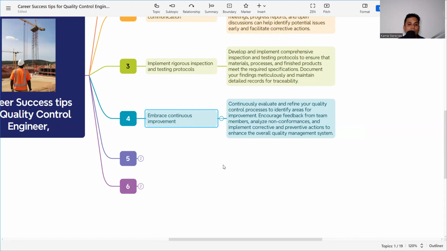Otherwise, without continuous improvement, the same things will happen. And with the same things, you will get the same result. You will not get more results, because you are repeating the same things, so the result will also come the same.